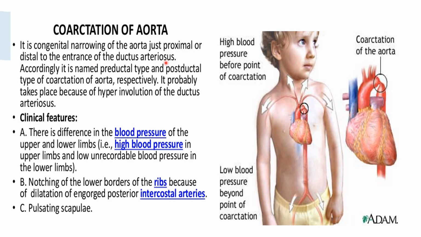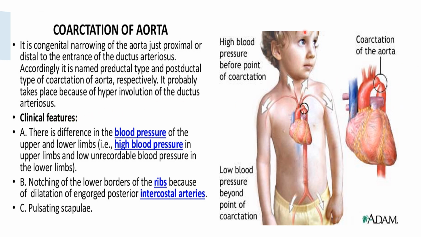Now next, moving on to the coarctation of the aorta. It is a congenital narrowing of the aorta, as you can see in this diagram, proximal or distal to the entrance of the ductus arteriosus. Accordingly, it is named the preductal type and postductal type of coarctation of aorta. It probably takes place because of hyperinvolution of the ductus arteriosus.